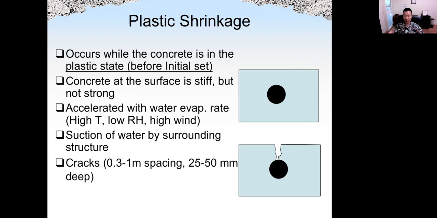For example, you do some repair of concrete, and the surrounding structure around the new concrete may suck the water out of the new concrete. That may also cause plastic shrinkage. So plastic shrinkage can cause cracks which are not very deep, around 1-2 inches on the surface. The spacing between the cracks is around 1 foot to about 3 feet.